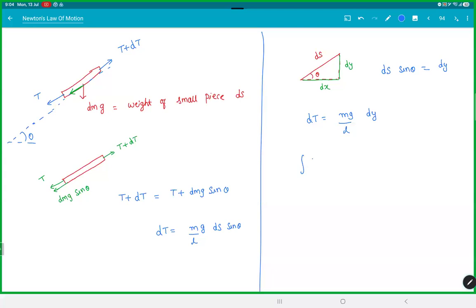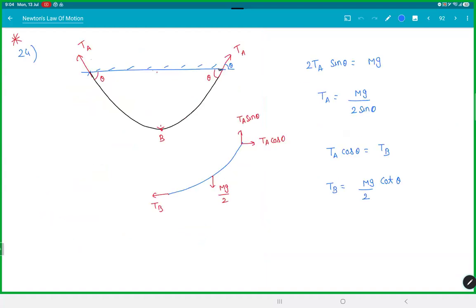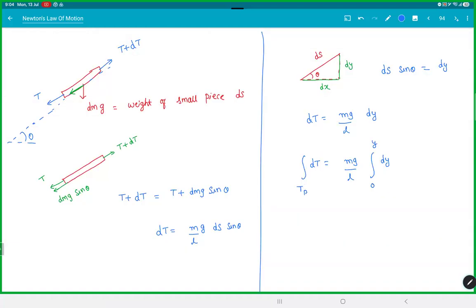Now, if I integrate both sides, dT is equal to (mg by L) dy. So when you go from 0 to y, 0 is the lowest point. That is where your point B is. So the limits will go from tension at B to tension at A. So this would be tension at A minus tension at B is equal to mg y by L. And there, y is nothing but (TA minus TB) into L by mg. That's your y.